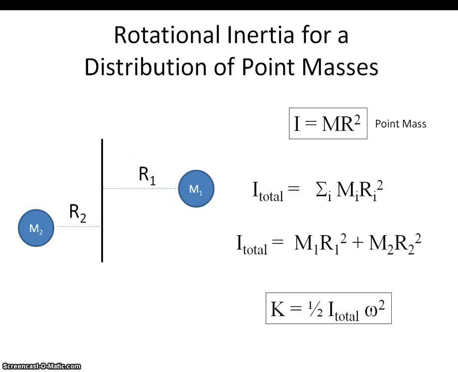And if I wanted to determine the kinetic energy of this system, assuming that both of the masses are rotating together at the same omega, I would simply take that new total inertia and plug it into my formula for kinetic energy.